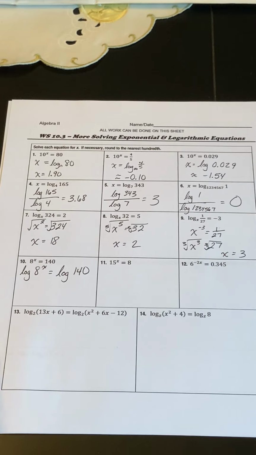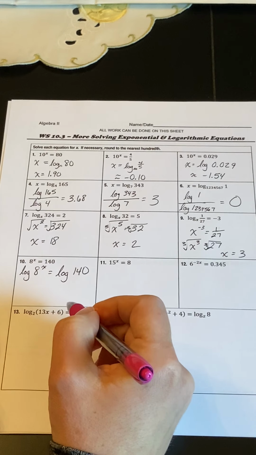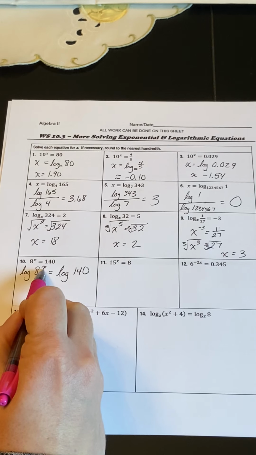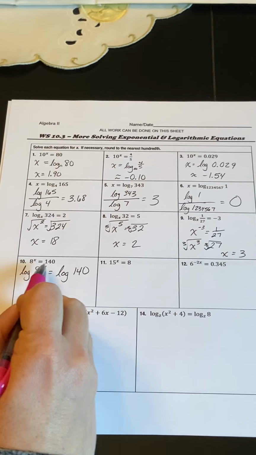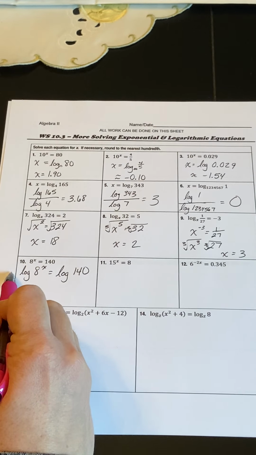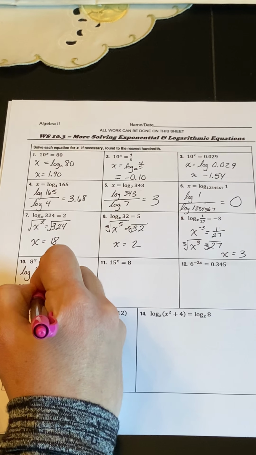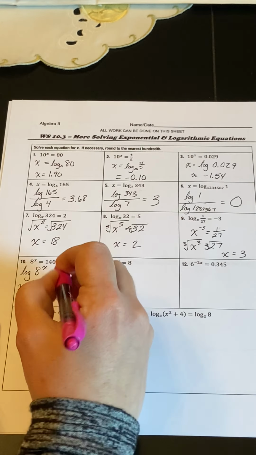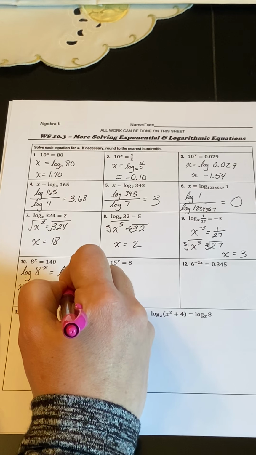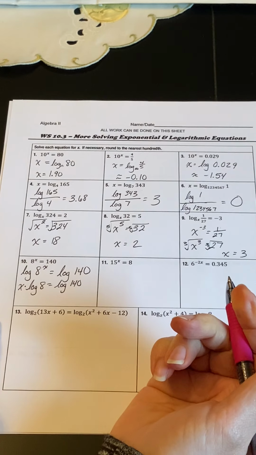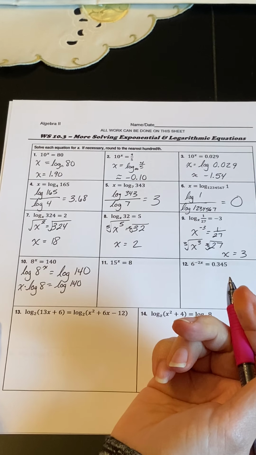So if I write it out as the log of 8 to the x, now I want to look for properties that are there. Right here, I see the power property. I can bring that x out in front and think of this as x times the log of 8. And that would just stay as log of 140 because there is no special property that I see.